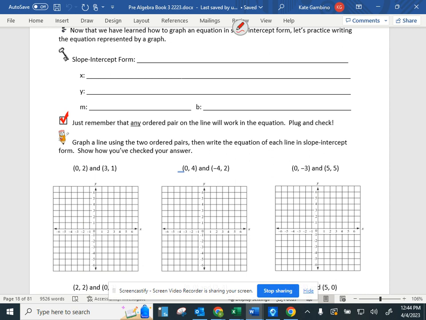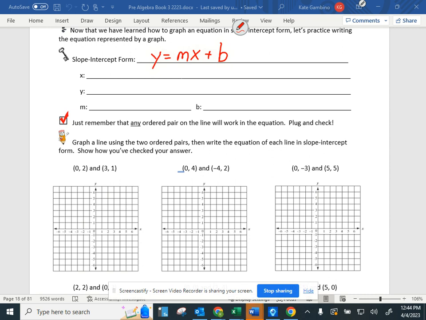Who can tell me what the slope-intercept form is? How do I write it? Ben. Y equals mx plus b. Very good. Y equals mx plus b. You need to know this equation. It is an important one that you will use for years to come.